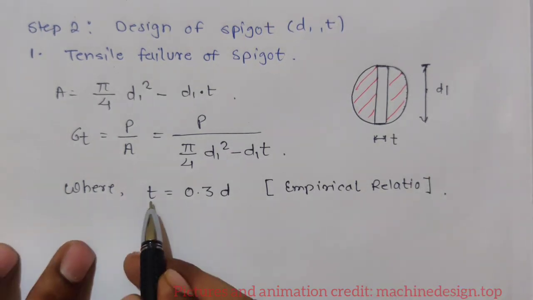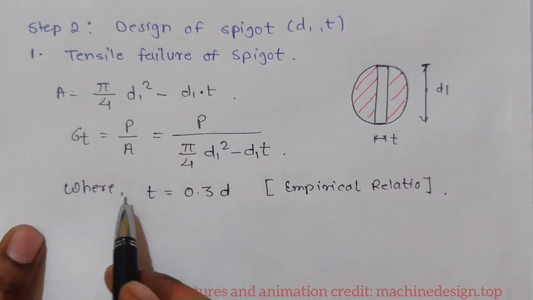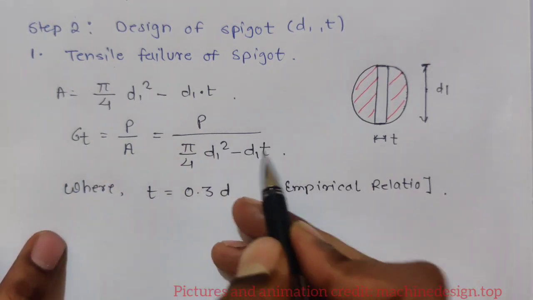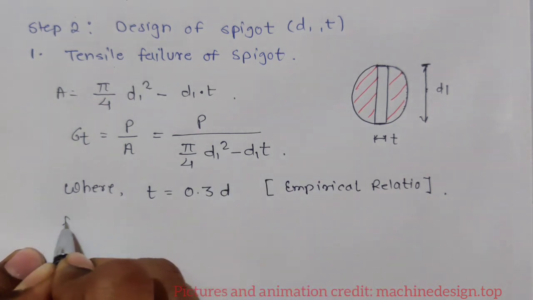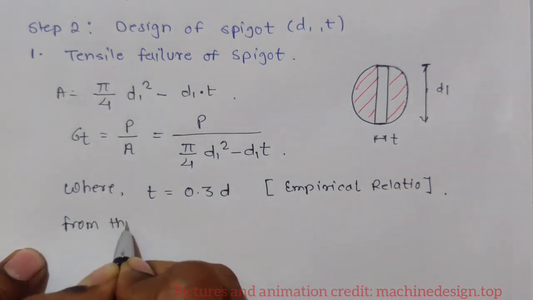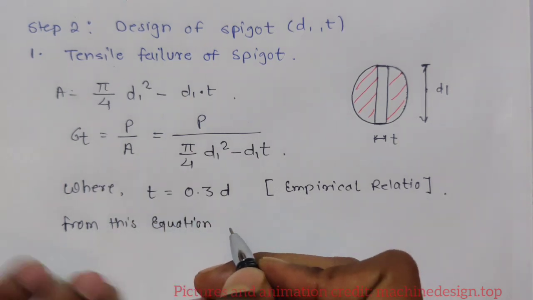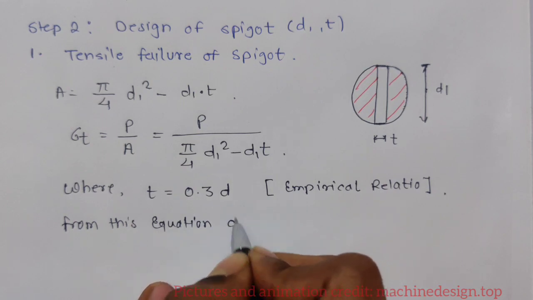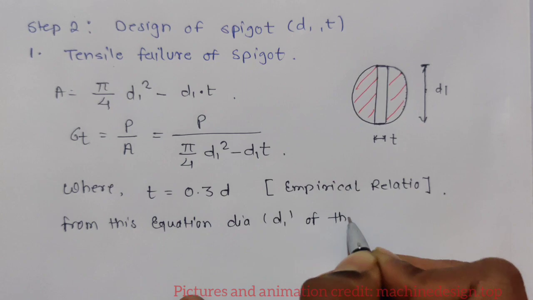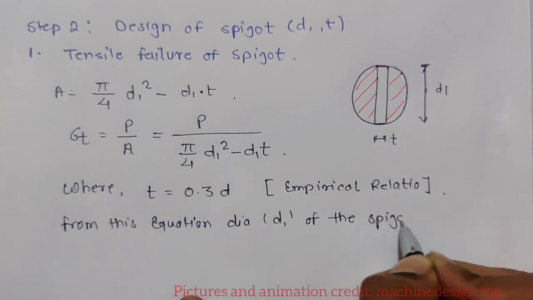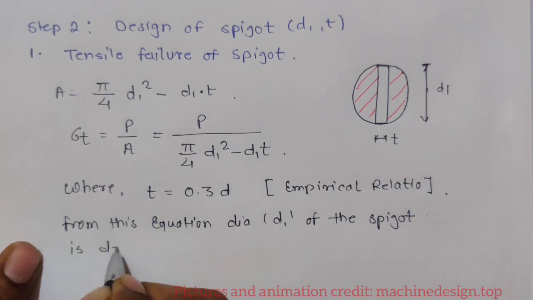Now we know the value of t, we know the value of P, we know the value of sigma t. So just find out the value of t, put it over here, and find the value of d1. So from this equation, the diameter d1 of the spigot is determined.